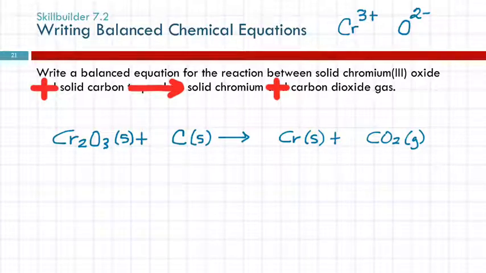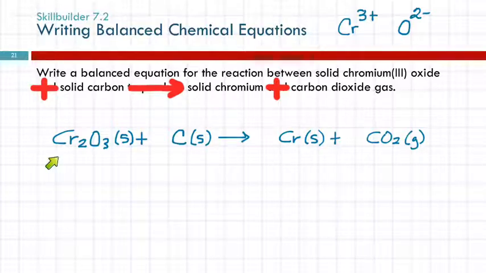So now what we're going to do is look at this and see what we've got. Like I said, I like to start with the first element. So here I've got Cr2. I've got 2 chromium atoms on the left side of the arrow. How many chromium atoms are shown on the right side? Just 1, right? There's 1 here.